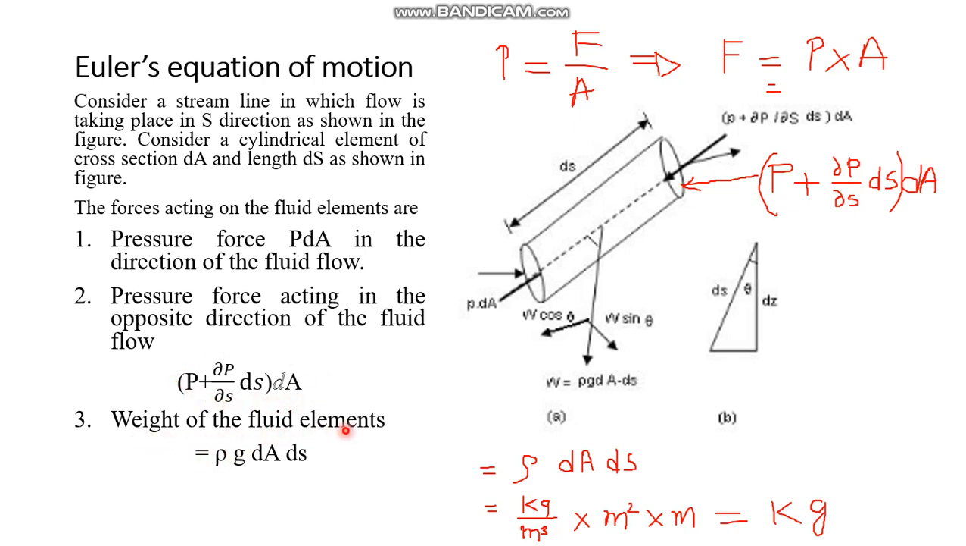Then the weight of the fluid element. Here I have given rho g dA ds, which is acting in the vertically downward direction. What is this? Rho into dA into ds: rho is kg per meter cube, dA is meter square, ds is a meter. The meter cube gets cancelled, and finally you are left with kg, which is nothing but mass. If you multiply that by g, it becomes weight. That is rho g dA ds, the weight component which is acting in the vertically downward direction.